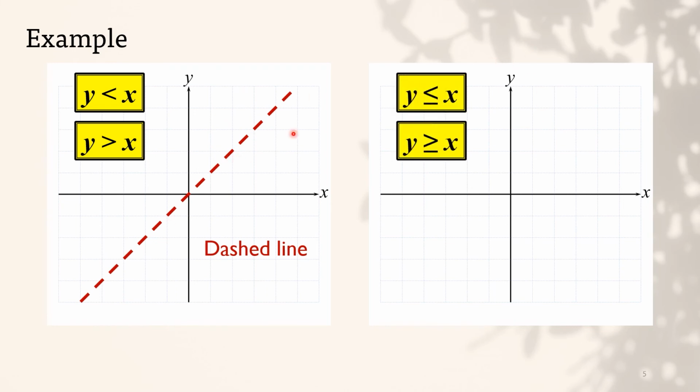While for the second example, here is y is less than or equals to x and this one is y is greater than or equals to x. Both symbols, you can notice here, have the equal sign. So we will use a solid line.